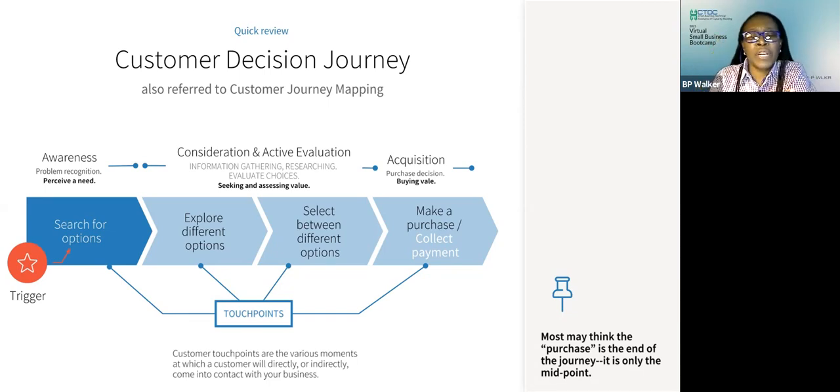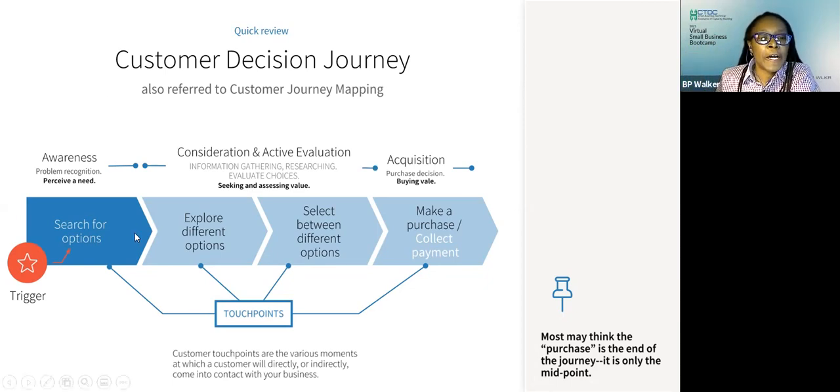Now we have to look at what is the process that our customer has to go through to purchase and use our product and services. So what I did, I put a simple map, and they call it a customer decision journey or just customer journey mapping. There are many templates out there. There are many different variations on the vocabulary that I use, but they all generally tend to be the same like this, okay? So feel free if you want to use another template, that's fine.